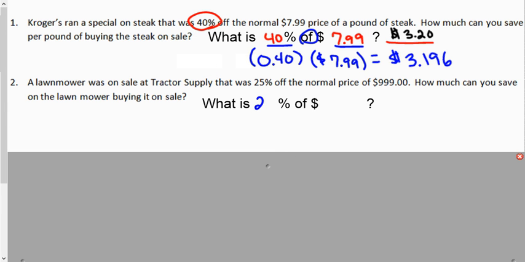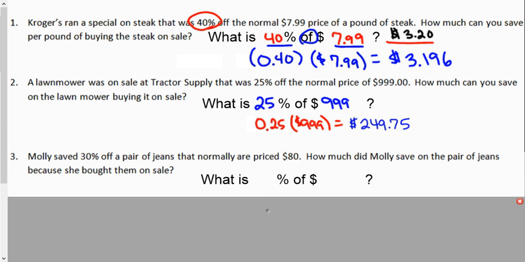So it's this idea of what is 25% of $999. So how can I find out what is 25%? Take your percent, turn it into a decimal, multiply it by the total, which is money. And basically it means we would take $249.75 off that price. So we'd be saving quite a bit.